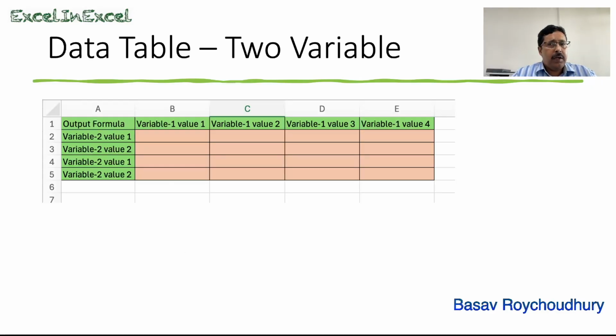So in one variable data table, you take multiple values of a single input variable, but you can check its effect on as many output formulas as you wish. However, when you take two input variables and you put their possible values in the rows and columns, you are left with only one cell where you can put the output formula, and therefore you are restricted to checking with only one output formula. As usual, let's get back into Excel.